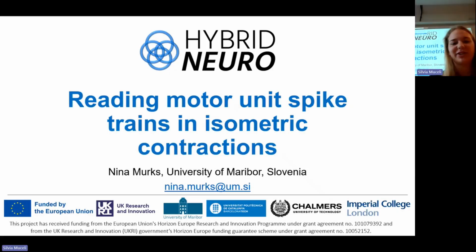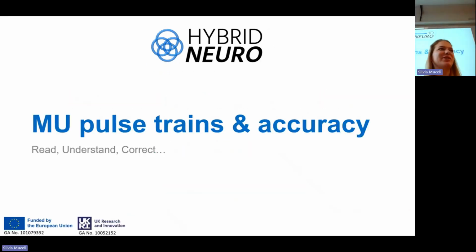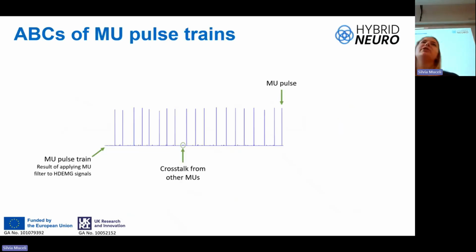So at first, we will start with some basic explanation of what a motor unit pulse train is and how we assess its accuracy. When we estimate a motor unit filter and apply it to the EMG signal, we get a motor unit pulse train, which is depicted here. We can see that the pulse train consists of pulses that are part of the motor unit's firings, and usually noise is present, which is depicted here.